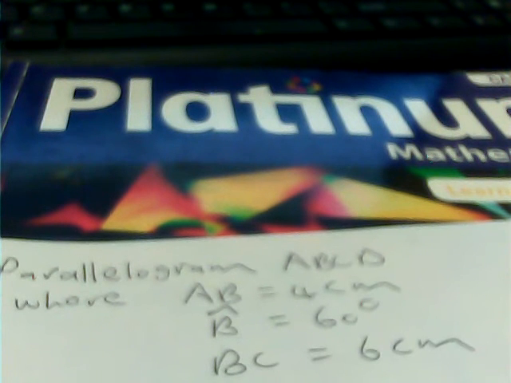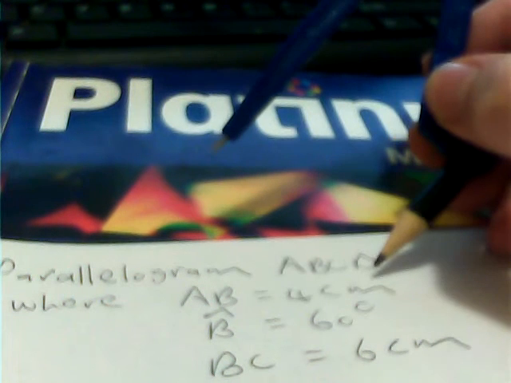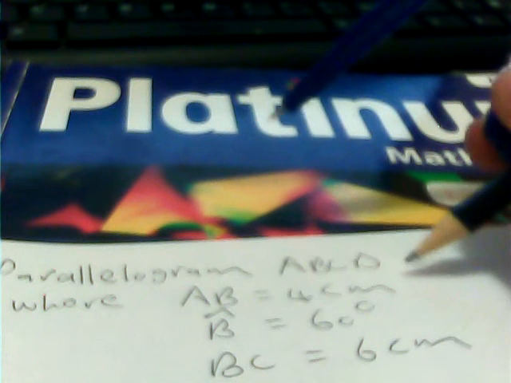Now that we revised the properties of a parallelogram, let's move on to sketching the specific parallelogram. We are asked to construct parallelogram ABCD, where side AB is 4 cm, angle B equals 60 degrees, and side BC equals 6 cm. So we have two sides and the angle in between.